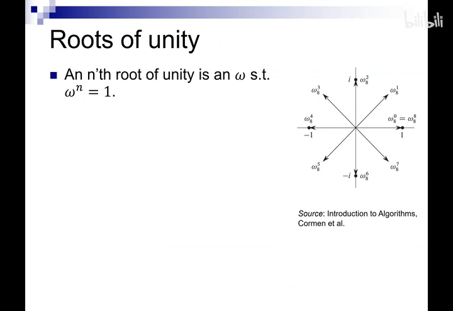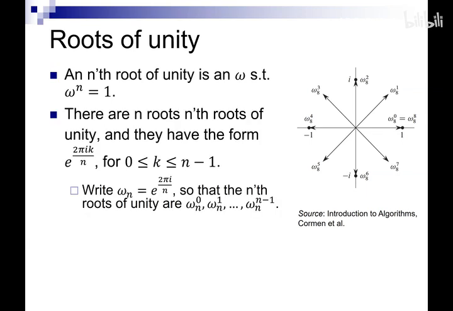Okay, so to describe the Fourier transform and the fast Fourier transform, we're going to begin with a bit of mathematics. First of all, we're going to define something called an nth root of unity. What we're trying to do is just solve this equation: omega to the nth power equals 1. Of course one of the solutions is just 1 itself, but there can be other solutions, especially if we allow for complex numbers.